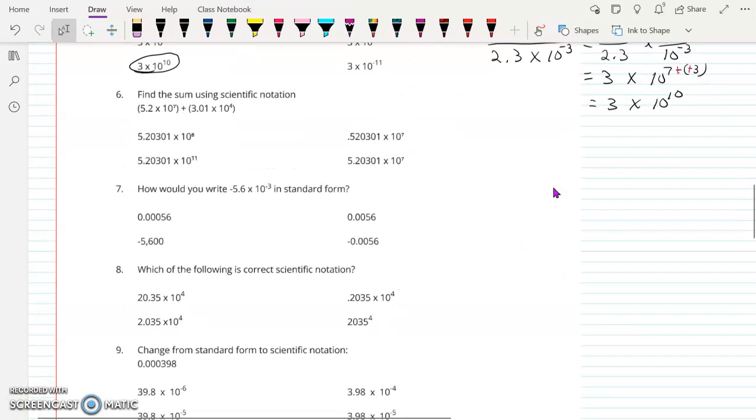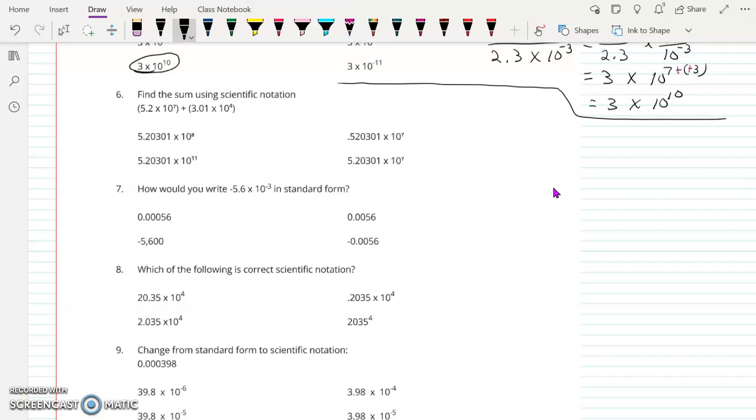All right, let's move on to number 6. So for number 6, I see that we're adding two scientific notation numbers. The first rule is that we have to have these powers the same. I'm going to take the second one and I'm going to make it a 7th power. So to do that, I'm going to need to add 3 to this power of 10, which means I need to move that decimal 1, 2, 3 places to the left.